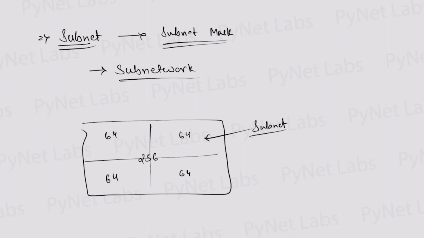So that's one thing that you can always remember, that subnets are always defined with the help of subnet mask, which basically defines what portion of the whole network is being used in this particular segment.